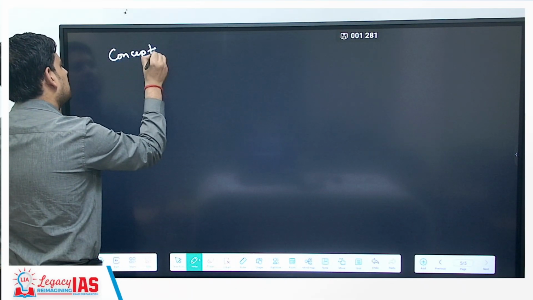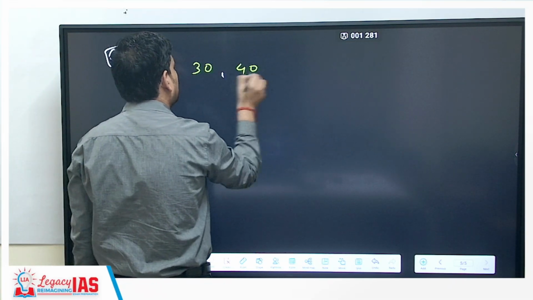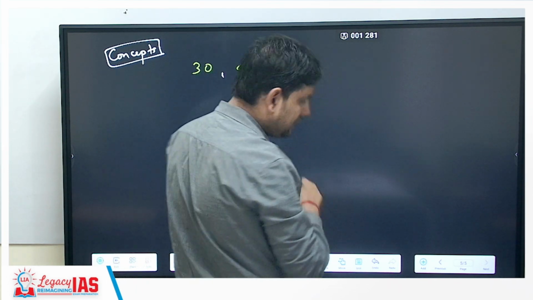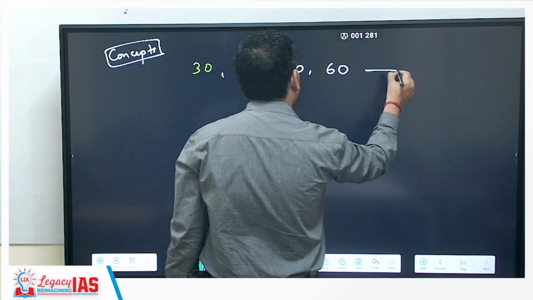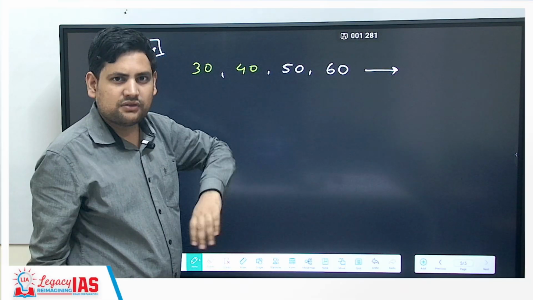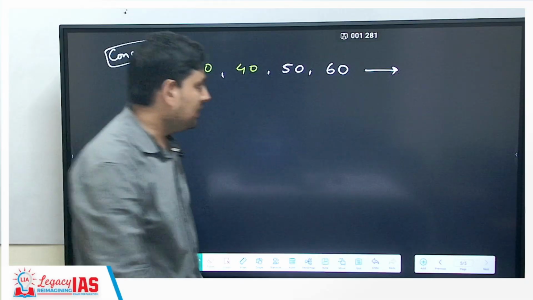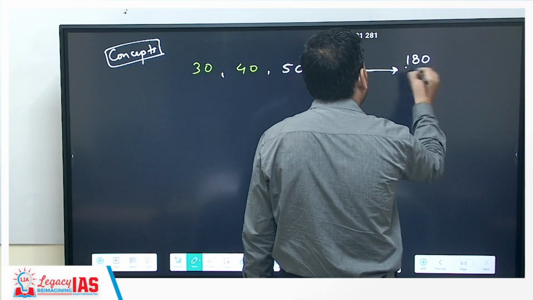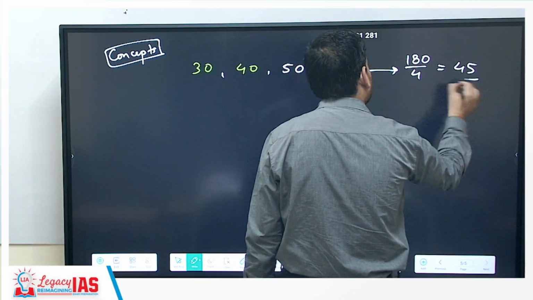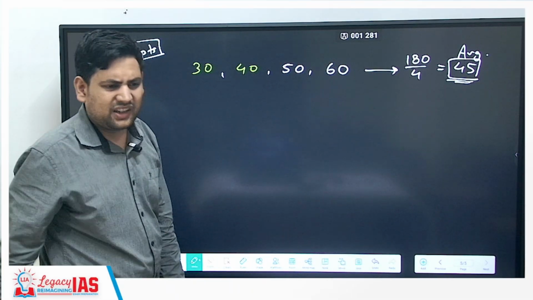Some important concepts. Now see this. This is 30, 40, 50 and let's say 60. What is the average of all of them? 30 plus 40 is 70, 70 plus 50 is 120, 120 plus 60 is 180, 180 divided by 4. What will you get? 4 times 2 will remain with 25 times. So 45 came out to be the average. Correct? This is clear to you?